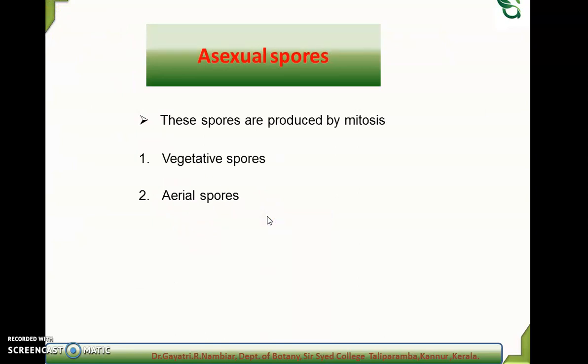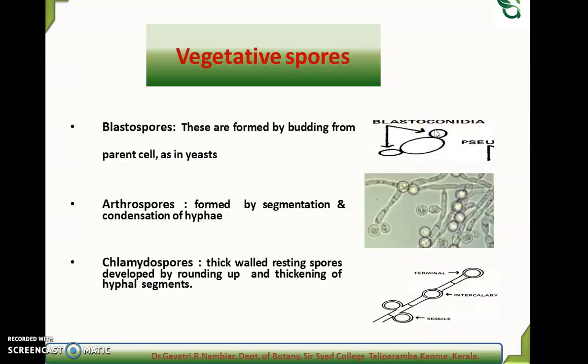The next type is the asexual spores. Asexual spores are produced as a result of mitotic divisions. Sexual spores are produced as a result of meiotic division, whereas asexual spores are produced as a result of mitotic divisions. Two types of asexual spores are there: vegetative spores and aerial spores. Vegetative spores include blastospores, arthrospores, and chlamydospores.